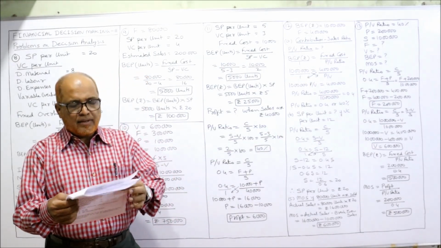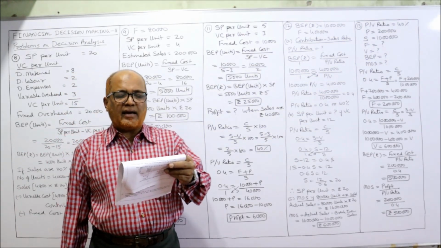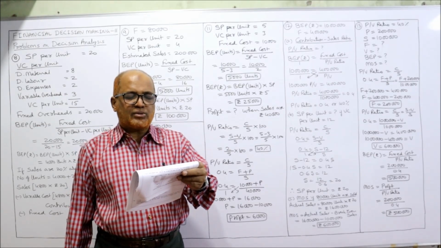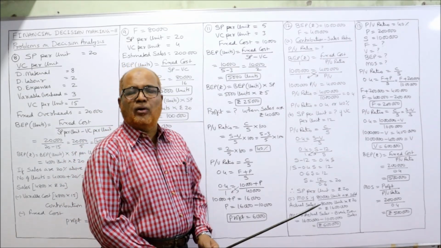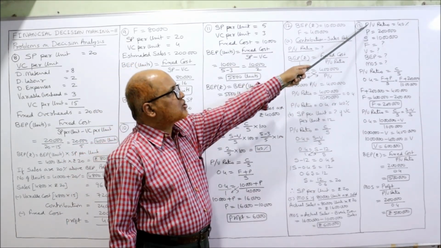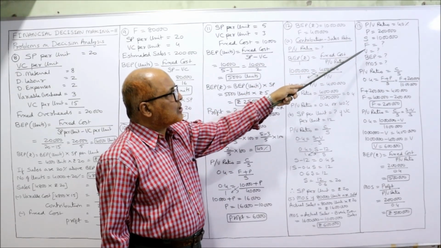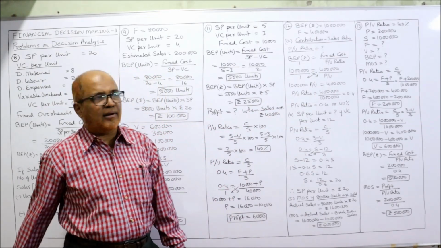Problem number 13. Given PV ratio as 40%, profit is 2 lakh and sales are 10 lakh. Calculate fixed cost, variable cost, BEP and MOS. The 4 items we have to find out. What is given? PV ratio 40%, profit 2 lakh, sales are 10 lakh. We have to find out fixed cost, variable cost, BEP and MOS. One by one we will calculate.